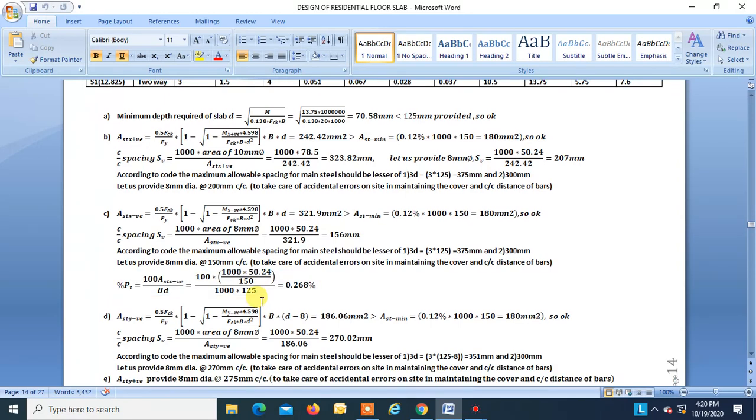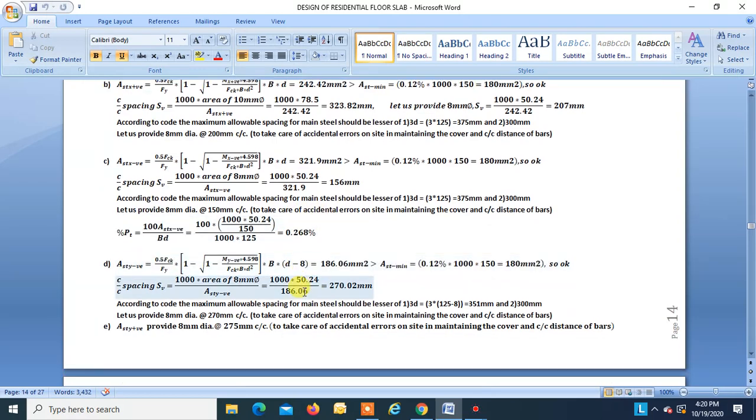Okay, now we will find pt, percentage of steel. Okay, that is found to be 0.268. Now this percentage of steel we will be using for one-way shear check. We will see when we come to that. Okay, now find Asty positive. Okay, that Asty is found to be 186.06 mm square, greater than Ast minimum. So okay, spacing found is to be 270.02. So according to the code, this should be less than 300 mm. Okay, lesser of these two, that is 270 mm.